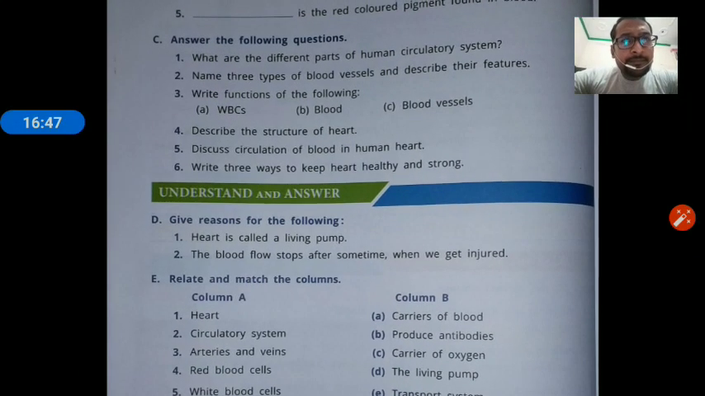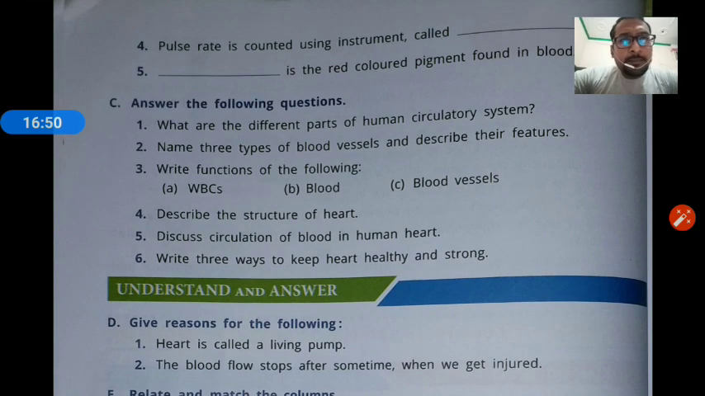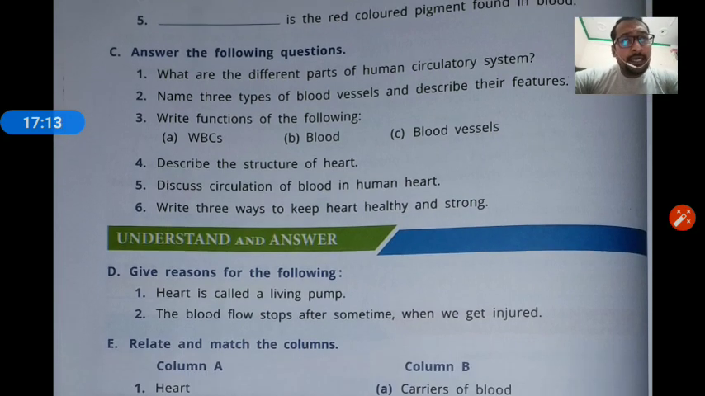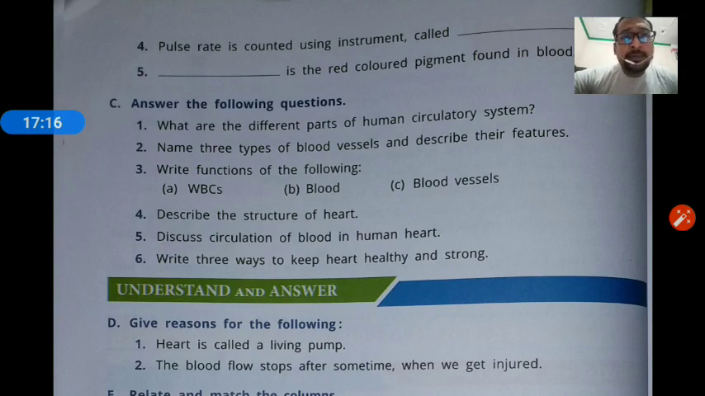Next you have, the pulse rate is counted using instrument. What is that instrument? Called stethoscope. Doctors use it to count the pulse rate and check the heartbeat. Number 5, dash is the red colored pigment found in blood. So what is that red color pigment? Hemoglobin. Okay. Then you have question answers. Let's discuss.